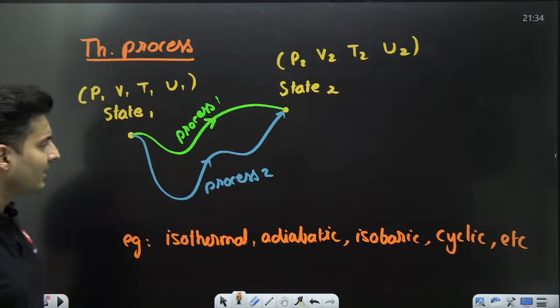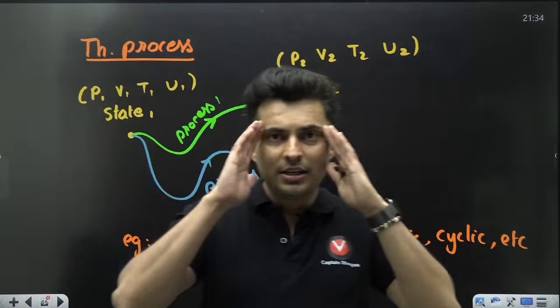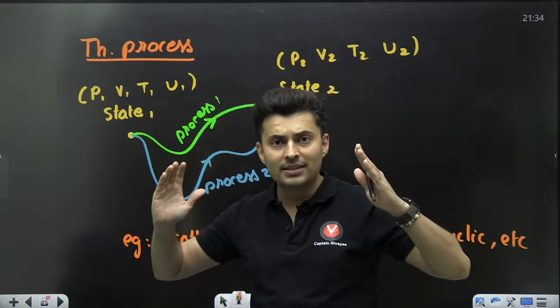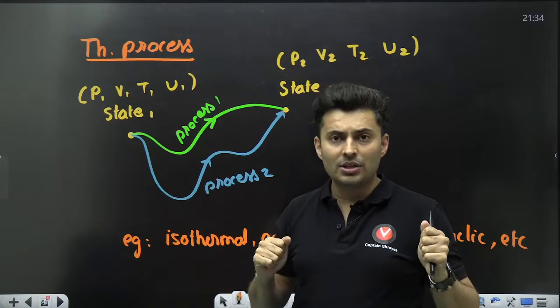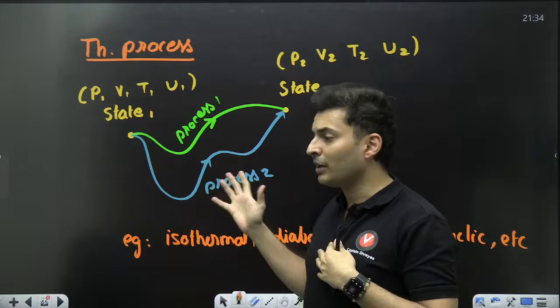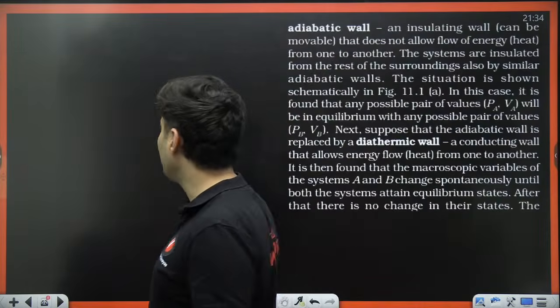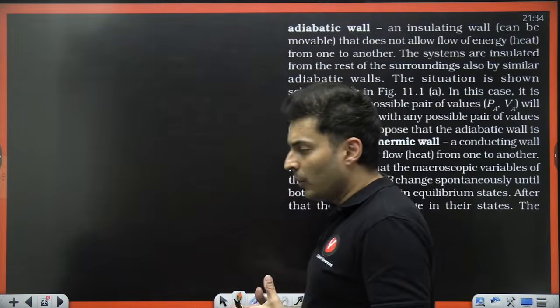Is this point very, very clear, my dear warriors? Till this point, did you understand what is a system, isolated, open? Did you understand state and path functions or variables? Did you understand the meaning of process? Very simple explanations are there. There is no need to complicate it.